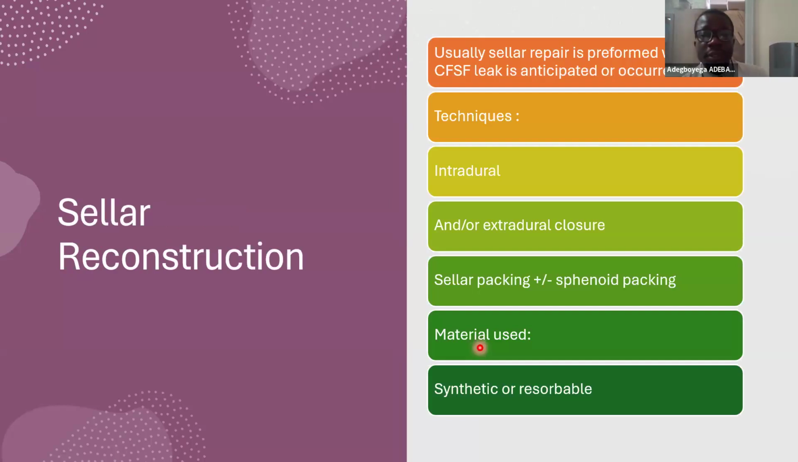Reconstruction of the sellar floor has been done via various methods. People have used fat. People have used intradural packing of the sella, and also packing of the sphenoid.